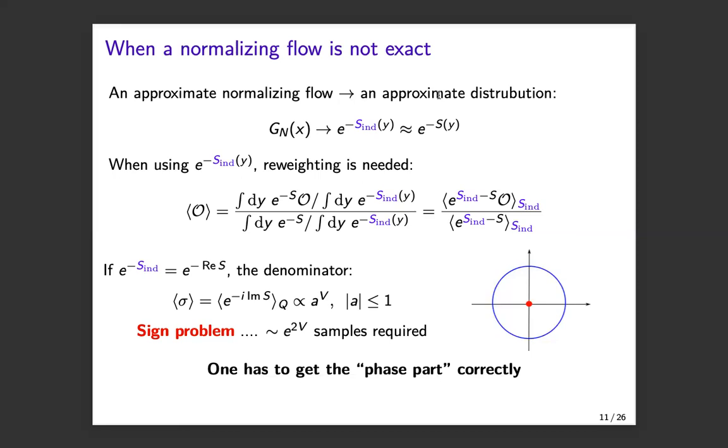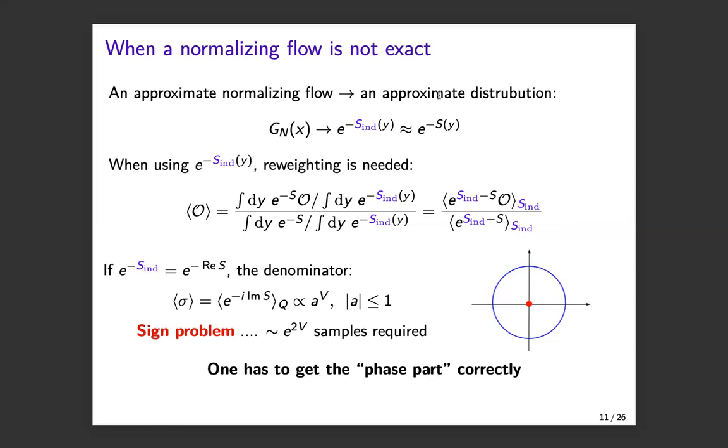But I still want to resolve this from 0, because I'm dividing the whole thing by this very small number. And to do so, I need an exponentially large number of samples. And this is very difficult. I mean, we cannot do that. So to do a good job in this business, what you have to do is to get the phase part of this e to the minus s correctly, or well, in this induced distribution.